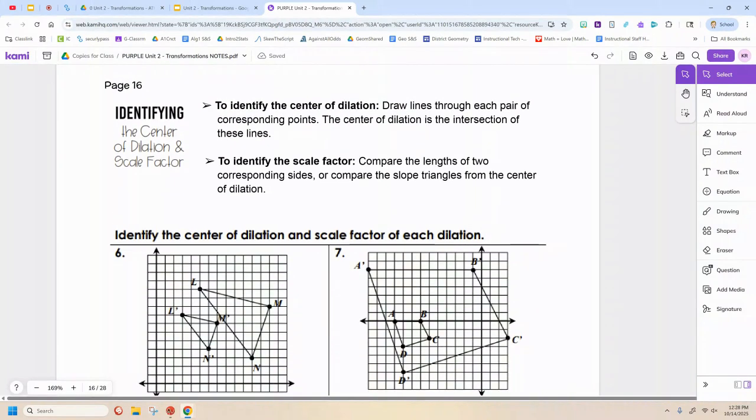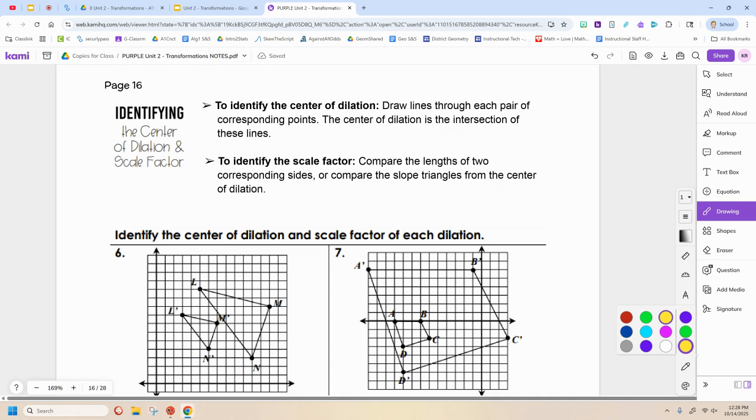Here we are. So sometimes instead of being asked to dilate, they ask you to find the center of dilation, or they ask you to find the scale factor. So for center of dilation, it's using those blow-up lines I was just talking about. You draw lines through each pair of corresponding points. So like, for example, through A and A prime. That's a set of corresponding points. And that will take you to where the center is.